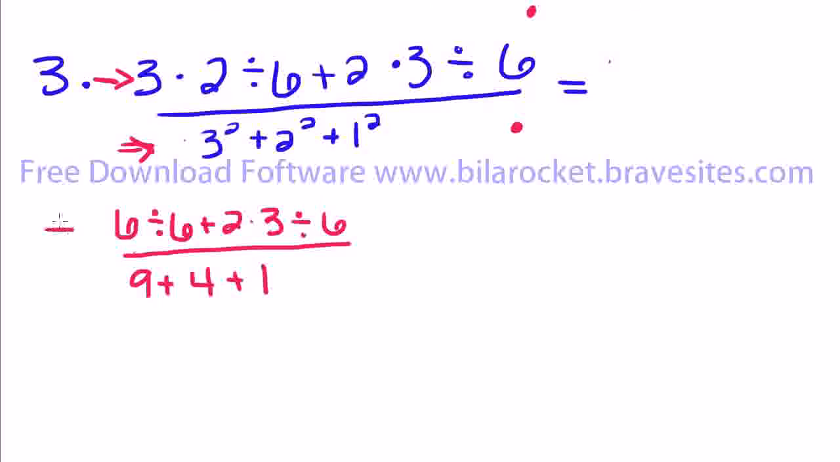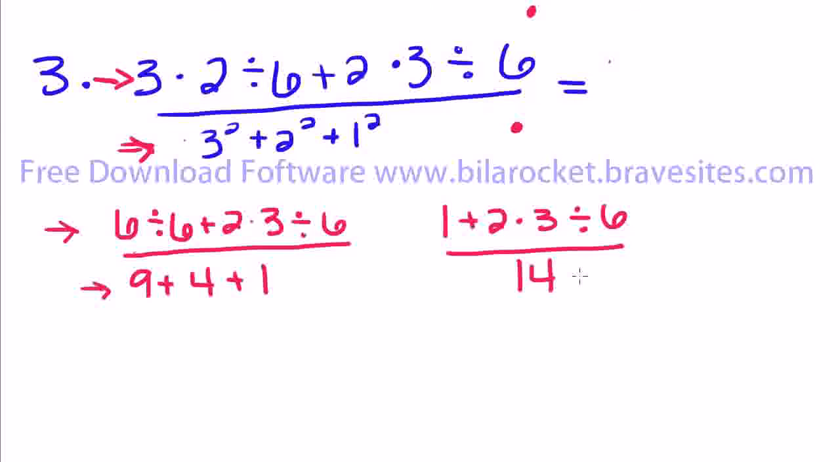So then we're going to start with the top again. What comes after our multiplication? Well, division or multiplication, depending on what comes up first. Since division comes up first, we're going to divide 6 divided by 6. So we get 1 plus 2 times 3 divided by 6 over, and our next step for the bottom is going to be addition, since that's the only thing that's left. And since addition is commutative, we can do all this addition at once. So 9 plus 4, which is 13, plus 1, which is 14.